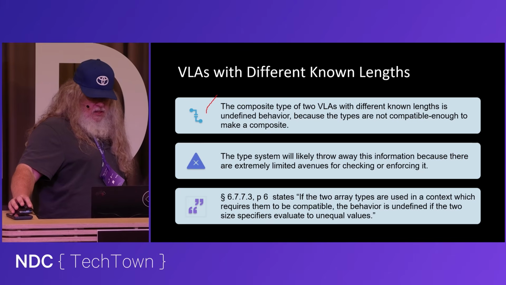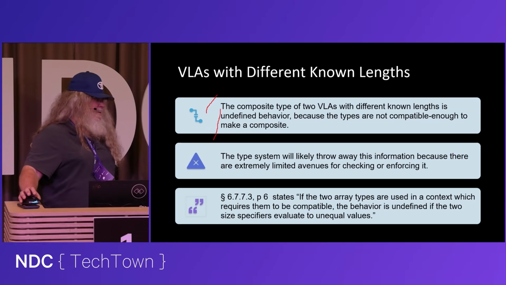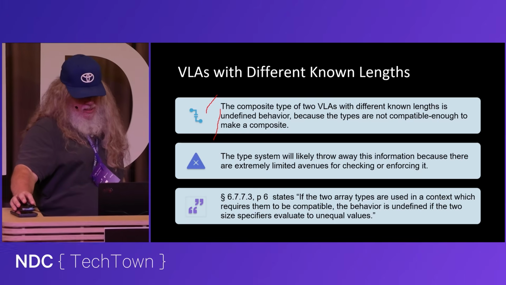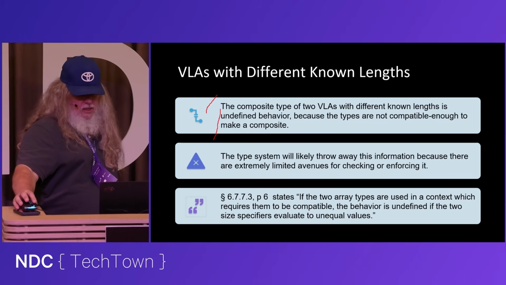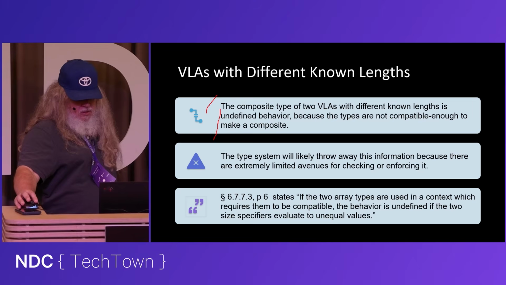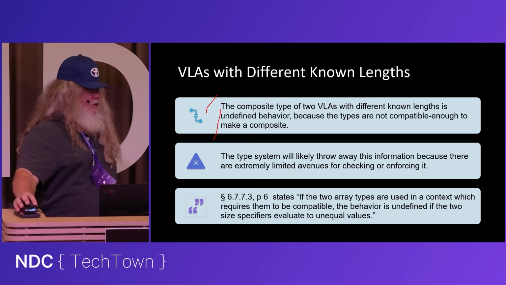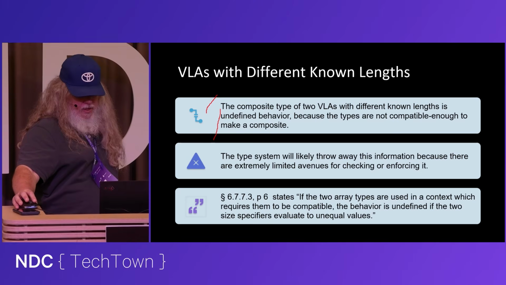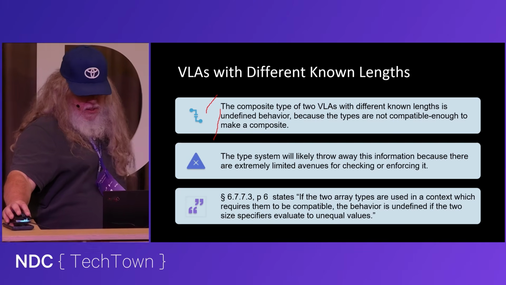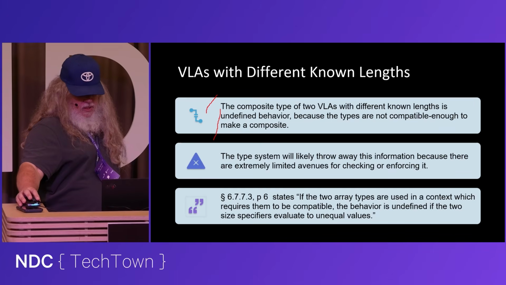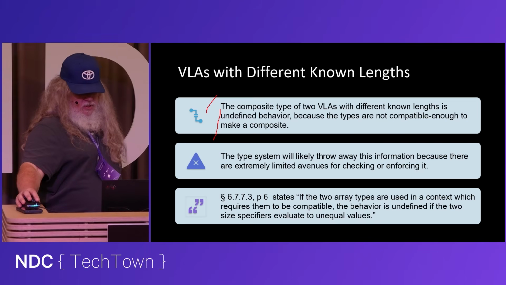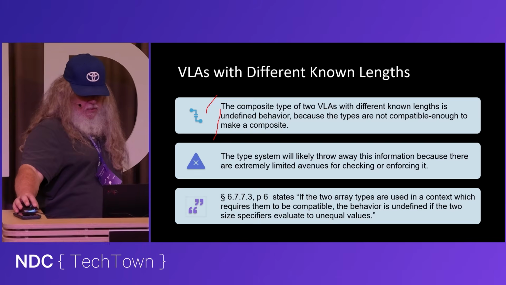So it's nice to know in a way that there is a limit to what C will allow. And here again, the type system is likely to just discard this information because there's no real way it can use the information to validate anything, so there's no need typically to keep it around. So the standard does say that if two array types are used in a context that requires them to be compatible, if the two size specifiers evaluate to unequal values, you have, again, undefined behavior.